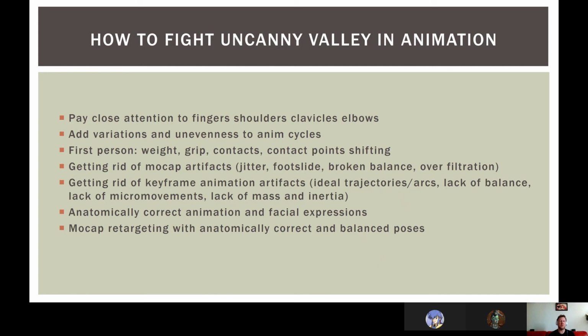For first-person animation, it's very important to show the weight of the objects that the character interacts with, the grip, the contact points, the shift of the grip that I mentioned before. Getting rid of mocap artifacts is very important. Keeping the actual animation intact is very important too. So basically it's two different things, and you need to keep the balance between the artificial artifacts, the jitter noise caused by the mocap hardware, and the actual natural noise of everything, the unevenness, the not too ideal arcs and everything.